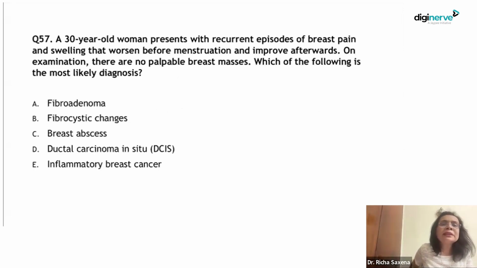A 30-year-old woman presents with recurrent episodes of breast pain and swelling that worsen before menstruation and improve afterwards. On examination, there are no palpable breast masses. Which of the following is the most likely diagnosis? So breast pain and swelling worsening before menstruation and improving afterwards. What's the most likely cause? Yes, fibrocystic disease. And you reassure such women. Such women normally come a lot in the OPD complaining that they have a breast lump. But this is absolutely normal because this will subside with her periods.